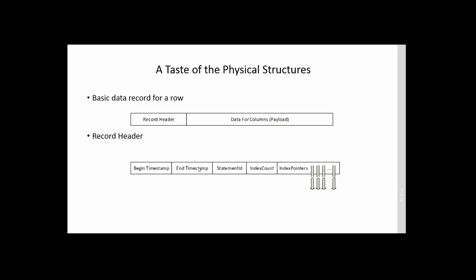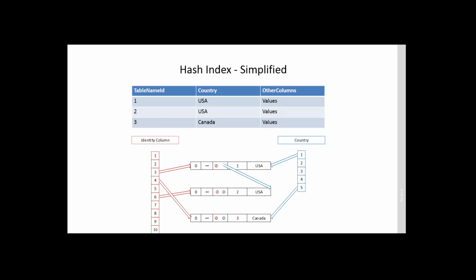As time passes, you then may have multiple copies of the same row in here. This one's from 0 to 100. This is from 100 to 200. This is from 200 to 300, because people have made changes to it. And I'll show how that works in just a second. You have a statement ID, which lets them say, oh, I did this statement. I don't have to make another version because I'm in the same context. How many indexes do I have? And then you have the pointers to the next row in the index chain.